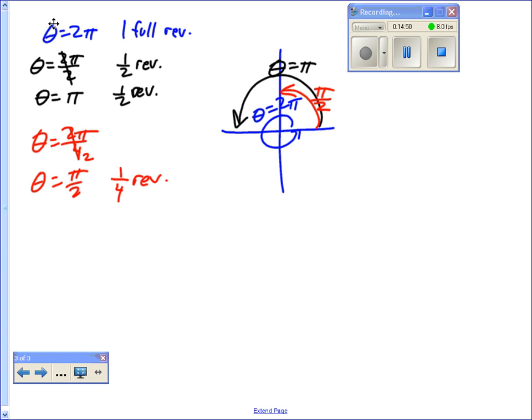Trying to remember that. Looks like I'm hitting my little 15-minute mark here. I'm going to stop right there and continue on.